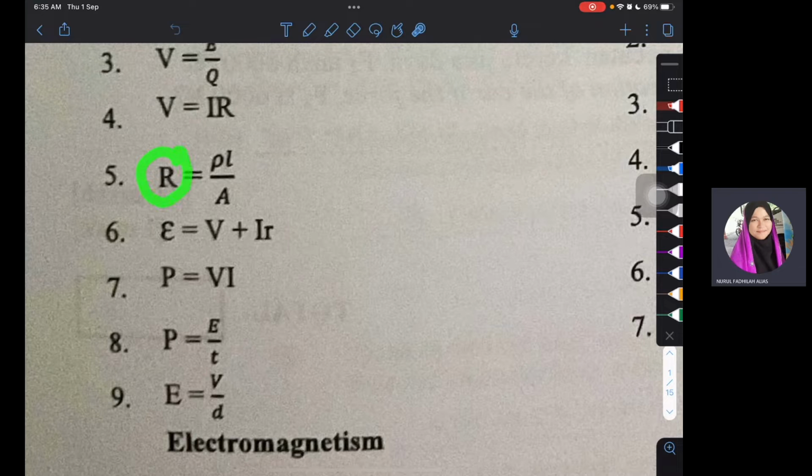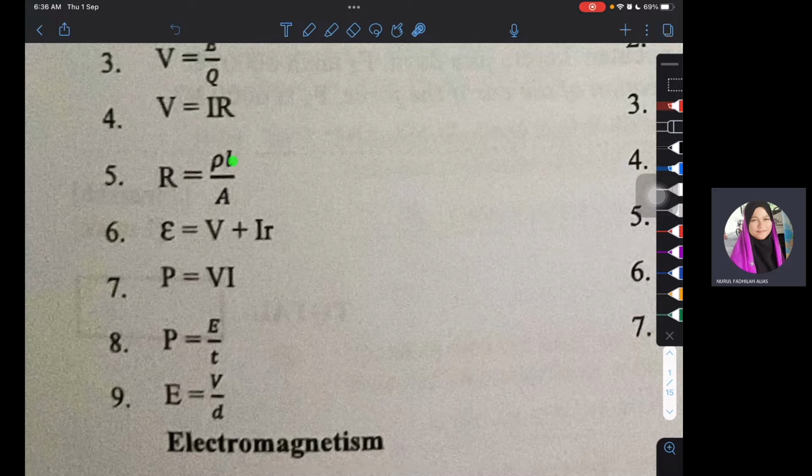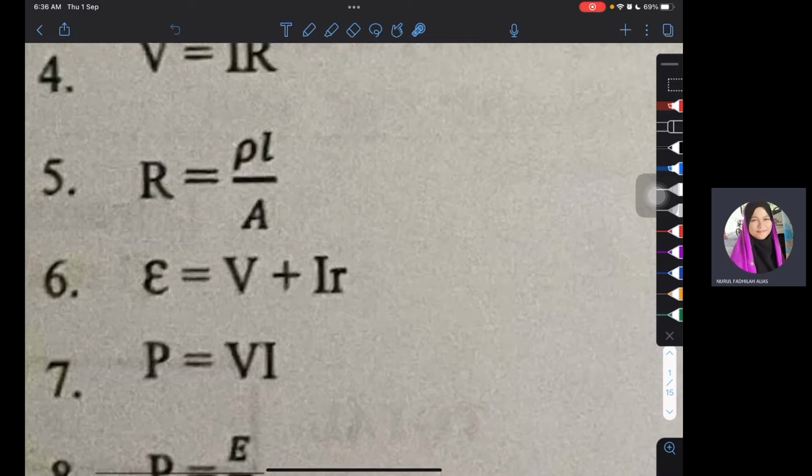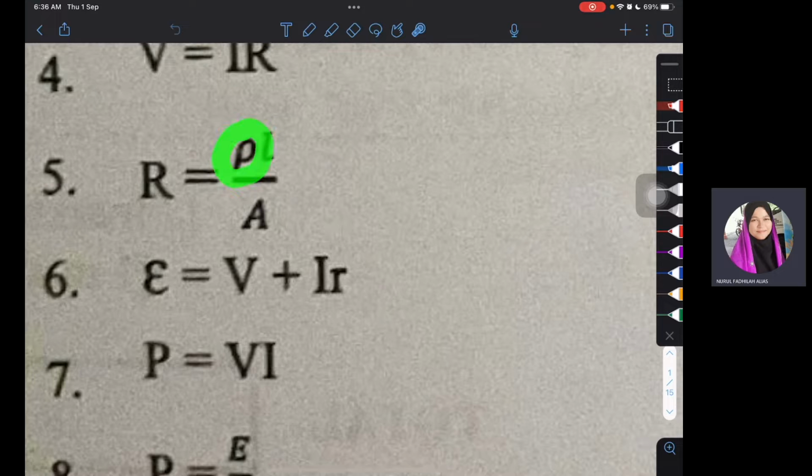And then you have the resistance of a wire, of a conductor. So the resistance of a conductor is affected by these factors. One of these should be constant, or maybe two of them will be constant. For example, when you want to know the effect if you change the resistivity. So resistivity depends on the type of material. Different materials have different resistivity.